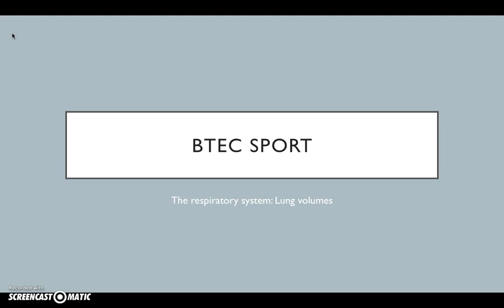So what we're looking at now is lung volume. So just a quick recap over what we've done in regards to the respiratory system, the main things we've been looking at over the past 3 to 4 lessons.